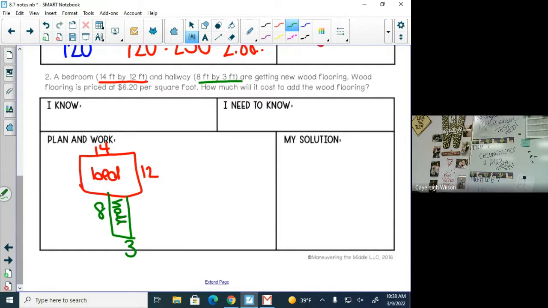You're going to find the area. I'm going to find the area of the bedroom and the hallway. Lucky for us, they're both rectangles, which are our easiest shapes. So, area of this bedroom is length times width. So, 14 times 12. That is 198, I believe. 168. I mean, 168. I'm sorry.